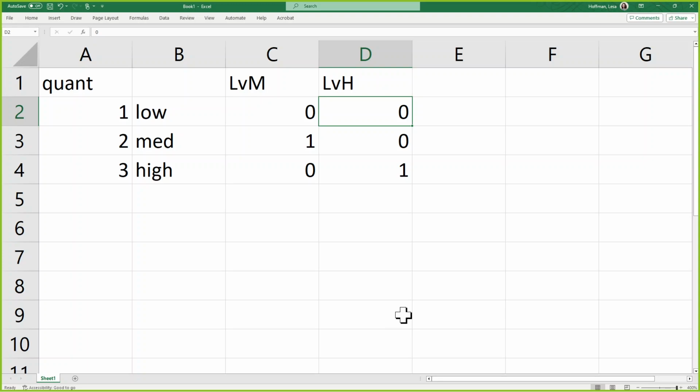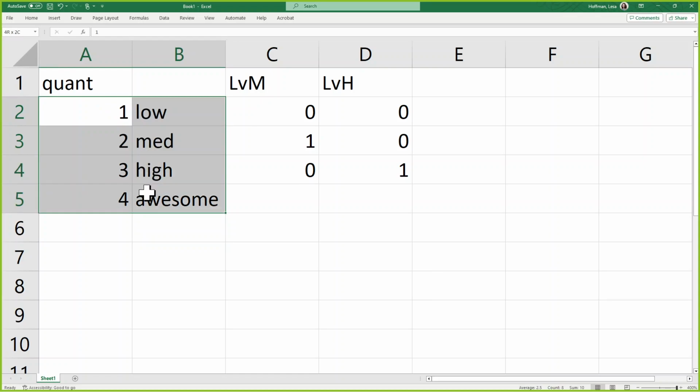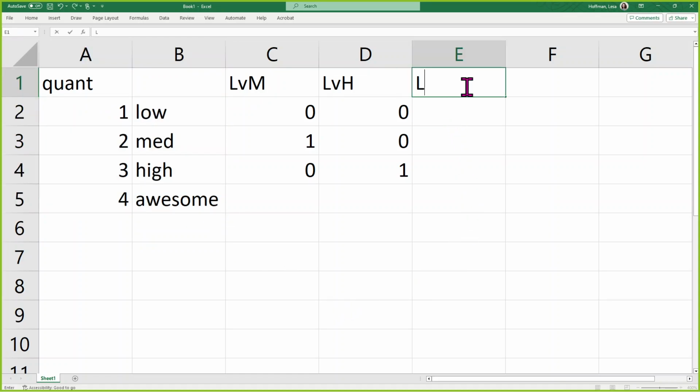What if I had another group? I'm creating a new category. Not only did you take every class, you went and took classes in the stat department too. How about that? What do I need to do to make it work for 4 groups instead? I need another one. We'll call it low versus awesome.